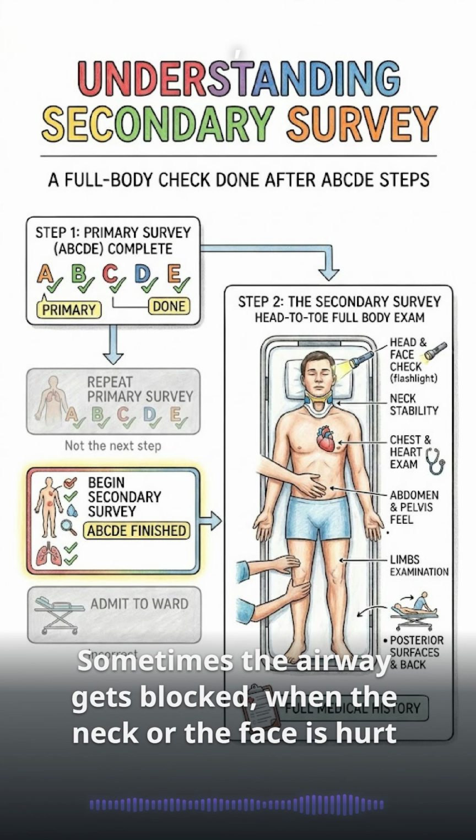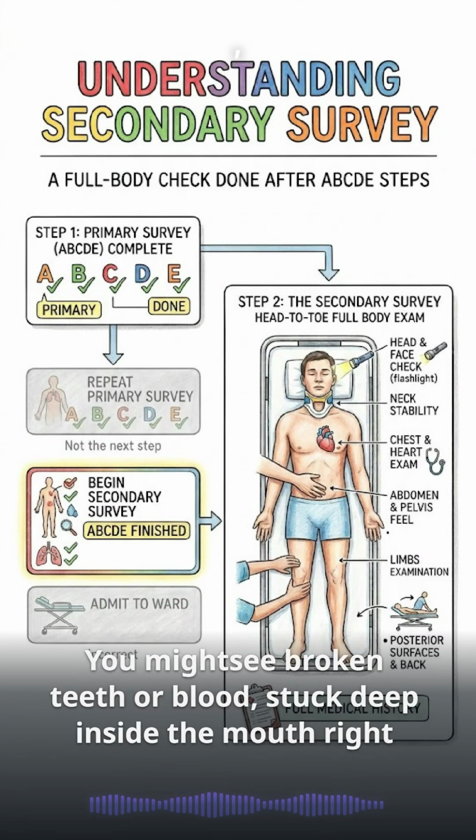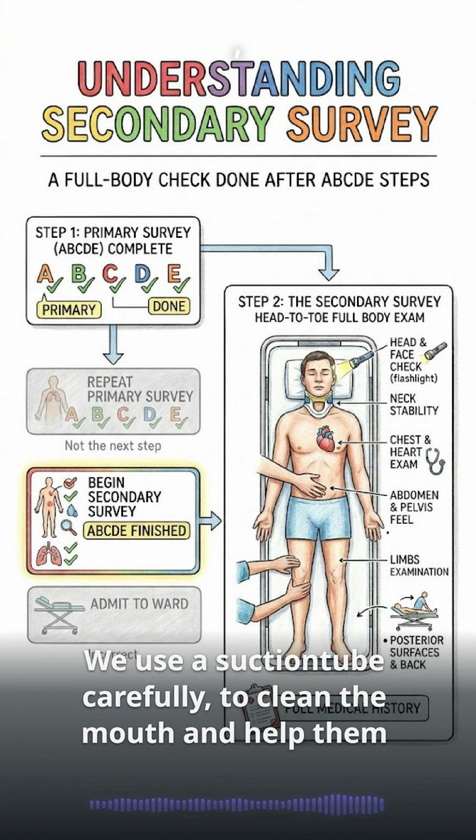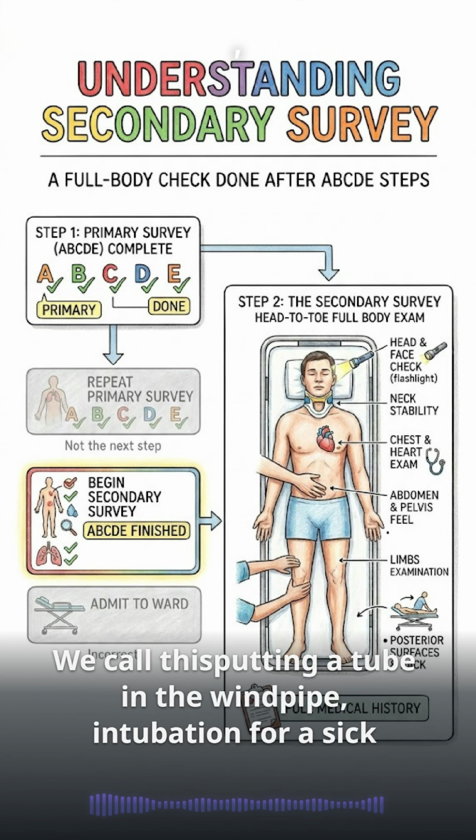Sometimes the airway gets blocked when the neck or the face is hurt badly. You might see broken teeth or blood stuck deep inside the mouth. We use a suction tube carefully to clean the mouth and help them breathe. If the patient cannot breathe well, the doctor will put a breathing tube in. We call this putting a tube in the windpipe intubation for a sick patient.